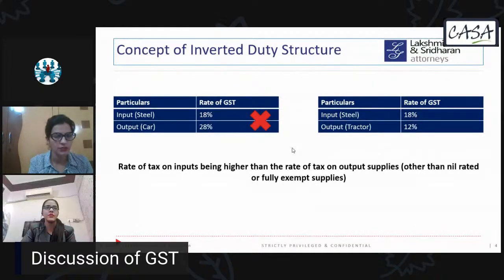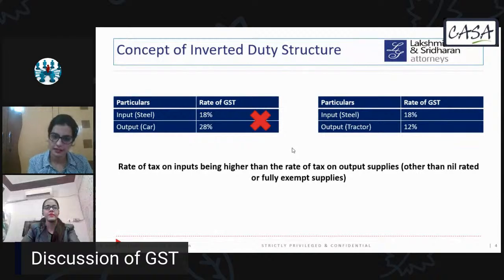So this transaction would not amount to inverted duty structure because the rate on inputs is not higher than the rate on output supply. However, on the contrary, if you are engaged in manufacturing a tractor, which is taxable at the rate of 12%, and you are procuring steel, which is taxable at the rate of 18%, then this will amount to inverted duty structure, because the rate of tax on inputs is higher than the rate of tax on your output supply. Again, as I mentioned, in case your output tractor is exempt, then you are not eligible for this benefit of inverted duty structure.